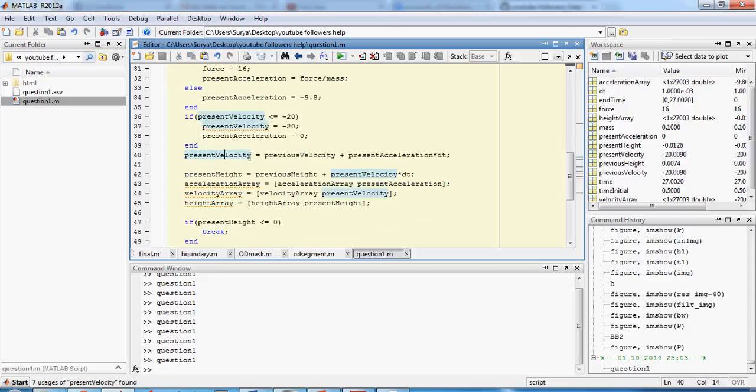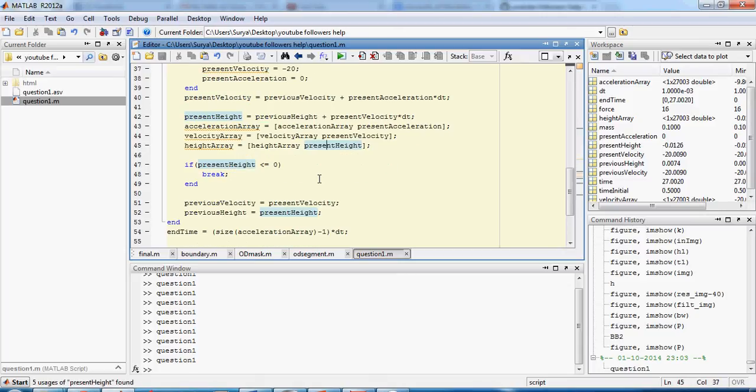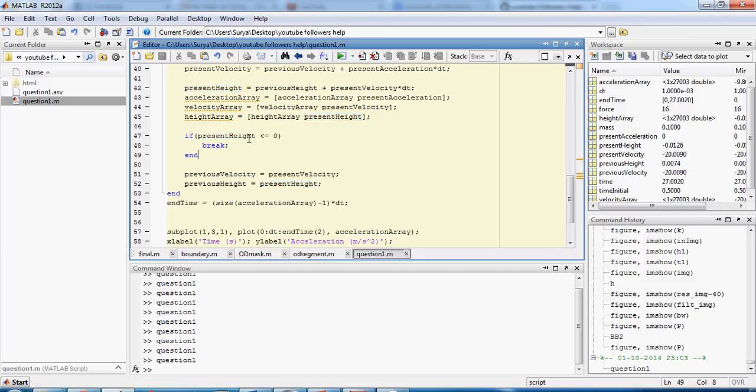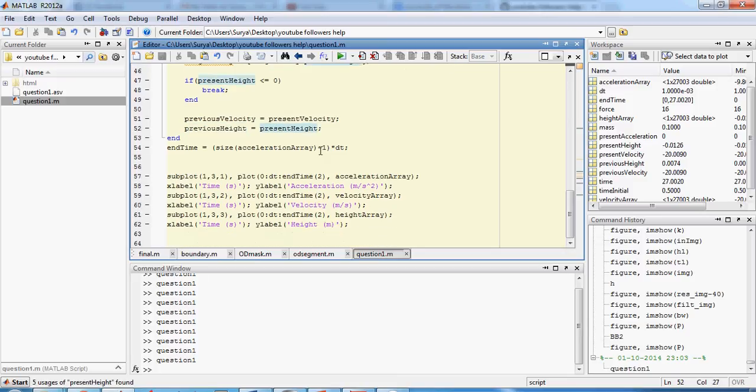And then present velocity would be present velocity plus present acceleration into dt. Present height equal to present height plus present velocity into dt. And then each time, in the acceleration array you keep adding the present acceleration, in the velocity array you keep adding the present velocity, and in the height array you keep adding the present height. So if height is less than or equal to zero, then break. This means that the rocket has hit the ground. And then previous velocity equal to present velocity, previous height equal to present height.